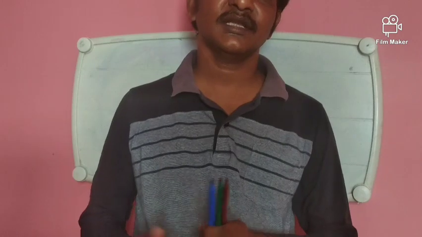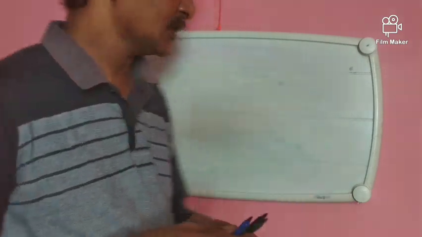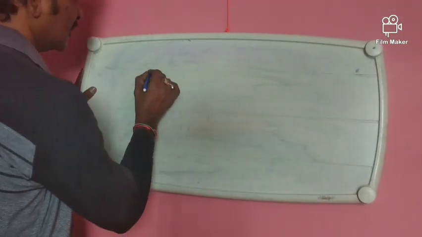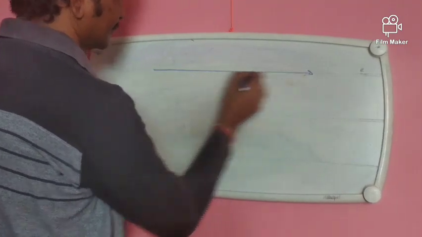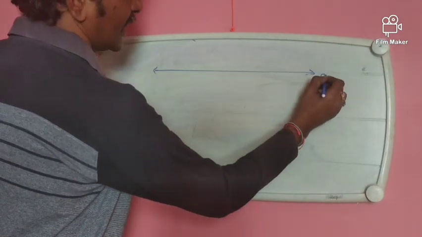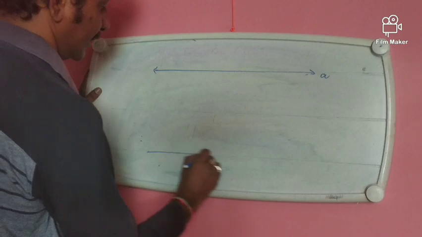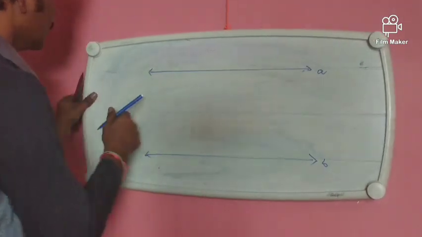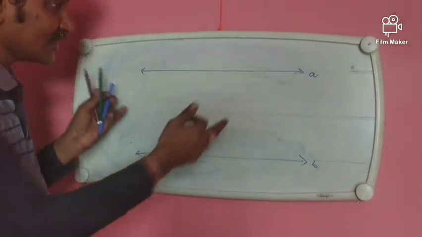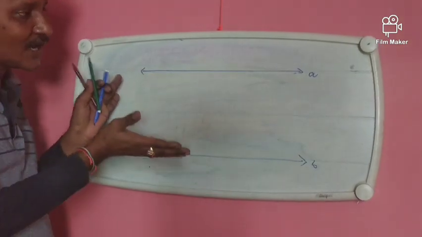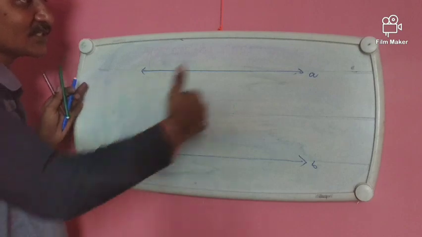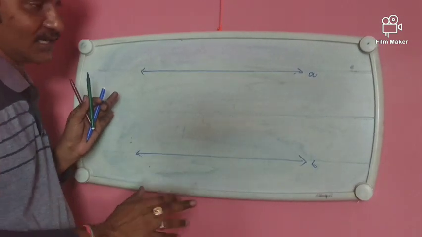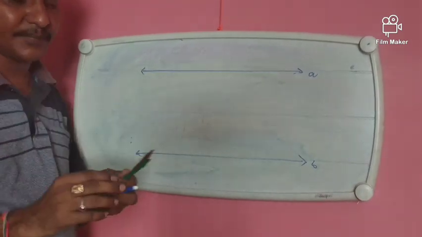Children, now let us see one more concept: parallel lines and transversal. Clear? Here I am drawing two parallel lines, A and B. These two are parallel lines. Parallel lines are lines which do not intersect each other even when extended to any point. Those are called parallel lines. So lines A and B are parallel lines.